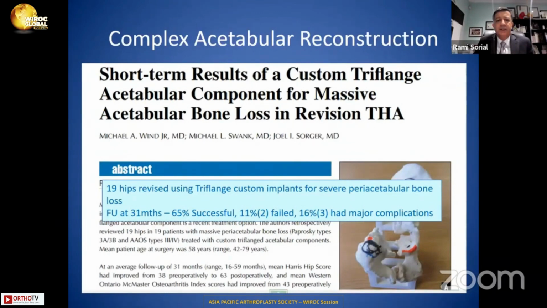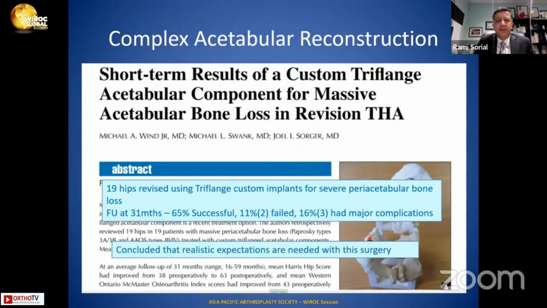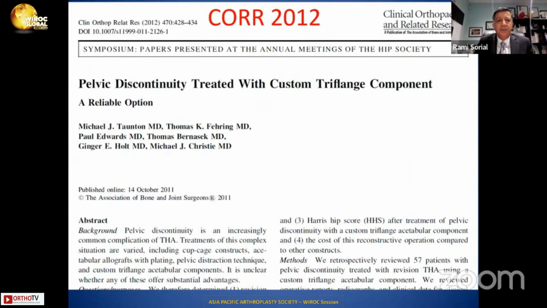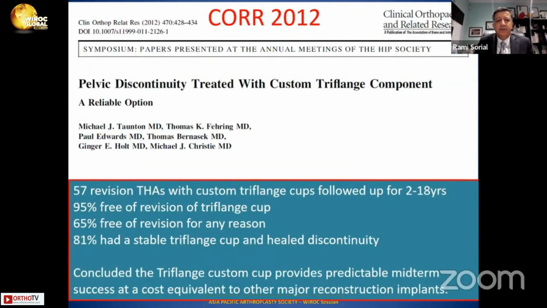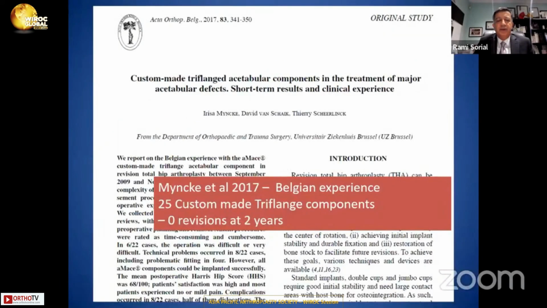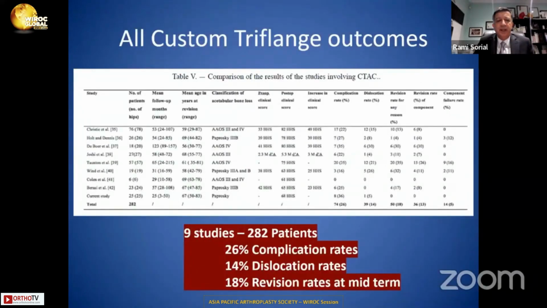19 hips using triflange custom implants, 65% successful, 11% failure, 16% major complications. So you have to be realistic. Here, 57 revision total hip arthroplasties in Christie's group, 2 to 18-year follow-up, 95% free of revision, 65% free of revision for any reason. There is therefore a complication rate, and Meinke in 2017 with the Belgium experience demonstrated this in a table that showed all triflange cups, and conclusively in 282 patients, the complication rate was 26%, the dislocation rate was 14%, revision rate 18%.